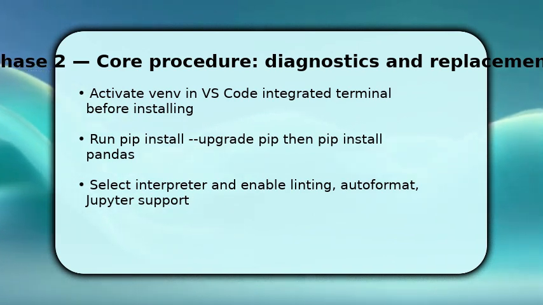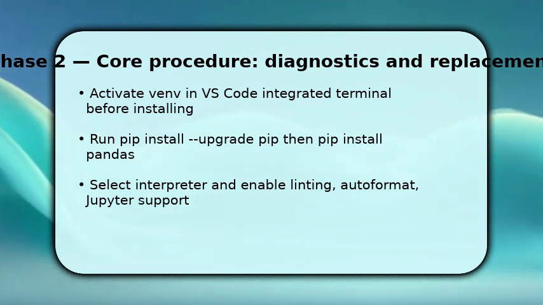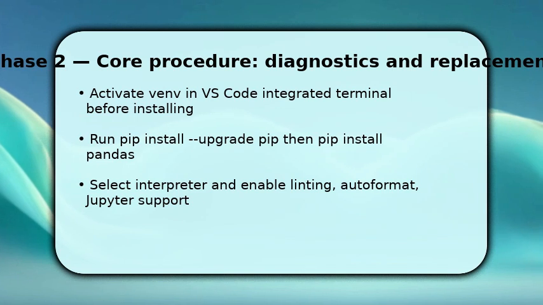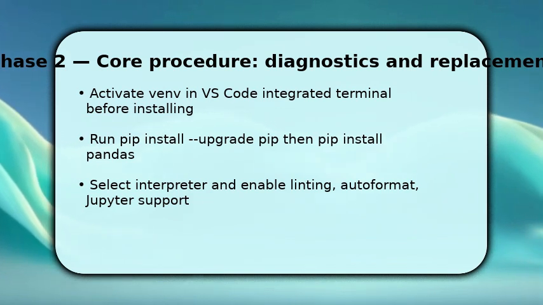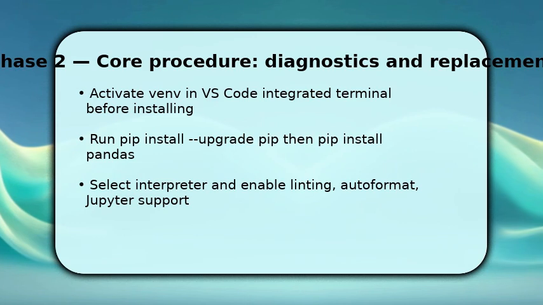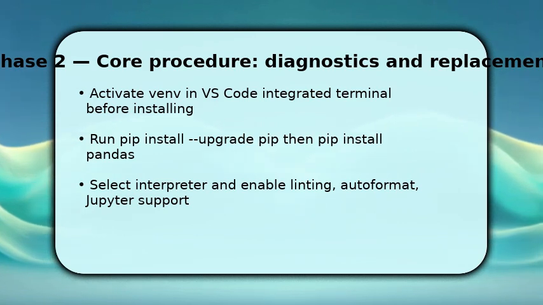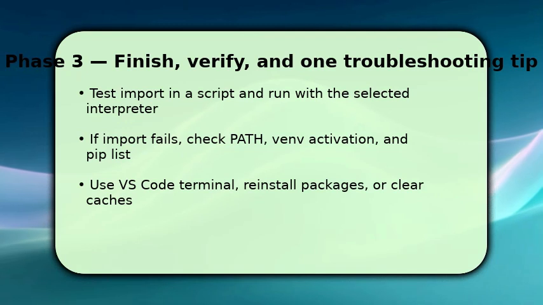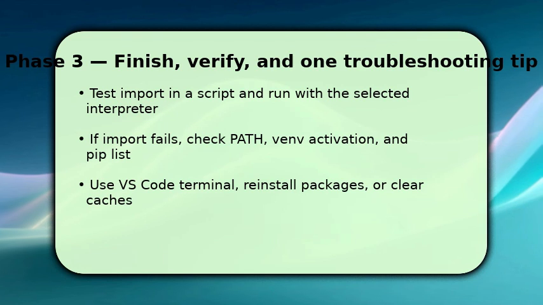Enable linting and auto-format to spot issues if you plan interactive work. Install the Jupyter extension and confirm Pandas works in a notebook cell by importing pandas as pd and printing pd.__version__. To finish, create a short script that imports Pandas and reads a small CSV. Run it using the selected interpreter to confirm everything works.